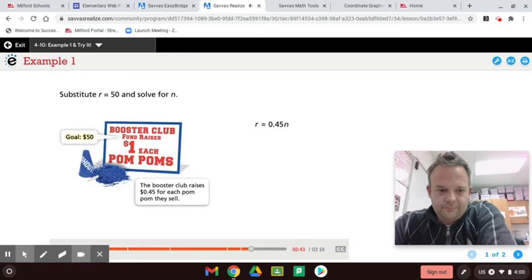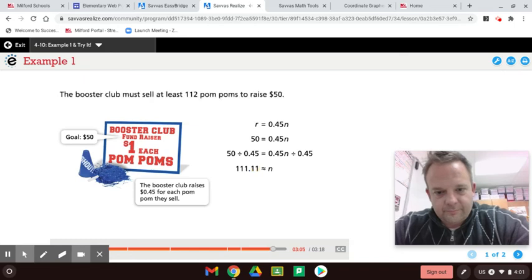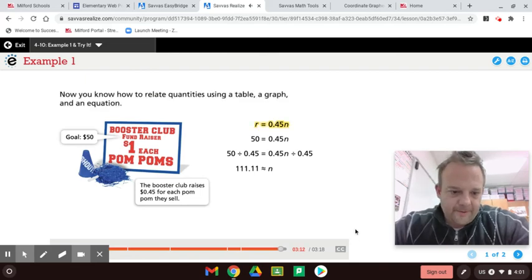To find out how the goal of $50 can be reached, substitute R equals 50 into the equation and solve for N. Divide both sides by 45 hundredths to find that N is a little more than 111. However, the Booster Club cannot sell a fraction of a pom-pom. So, the Booster Club must sell at least 112 pom-poms to raise $50. Now you know how to relate quantities using a table, a graph, and an equation.